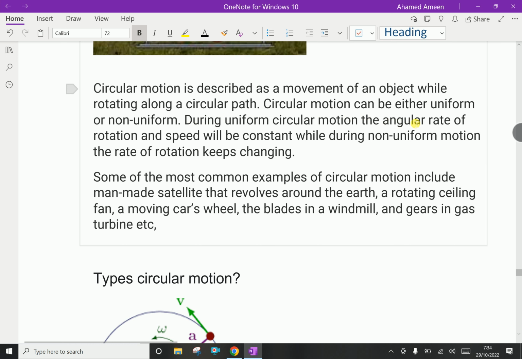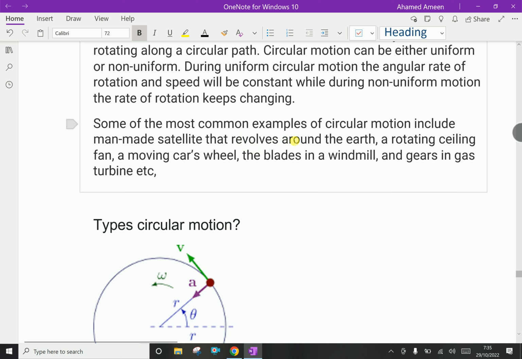Circular motion can be either uniform or non-uniform. During uniform circular motion, the angular rate of rotation and speed will be constant. That means for a particular time, this angular rotation is constant everywhere. That means for each interval of time, the rotation is constant. While during non-uniform motion, the rate of rotation keeps changing.